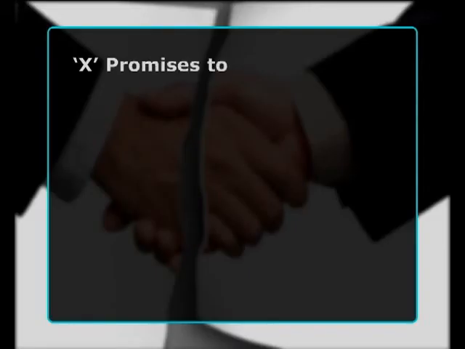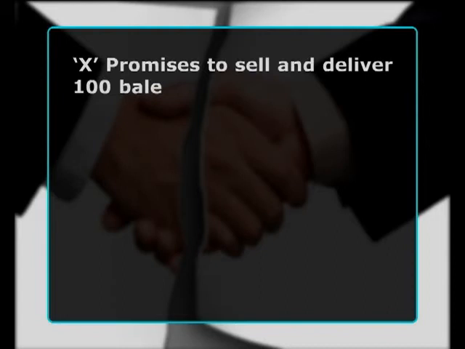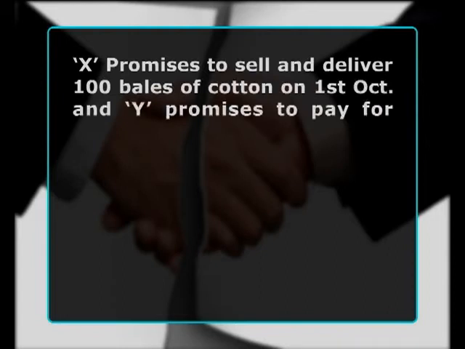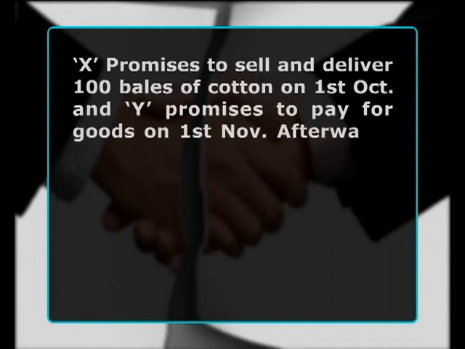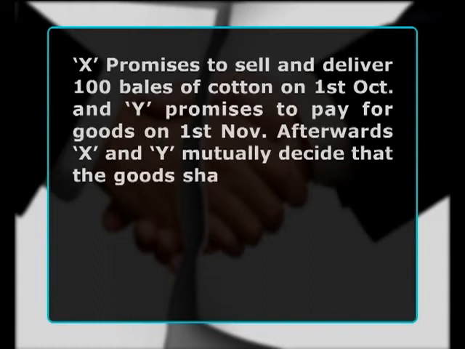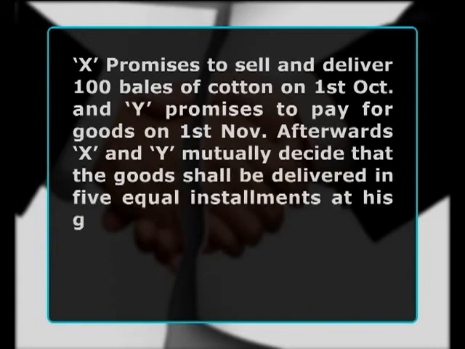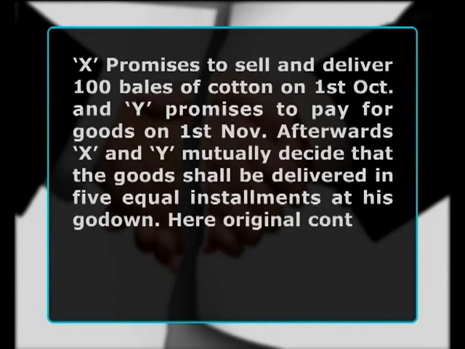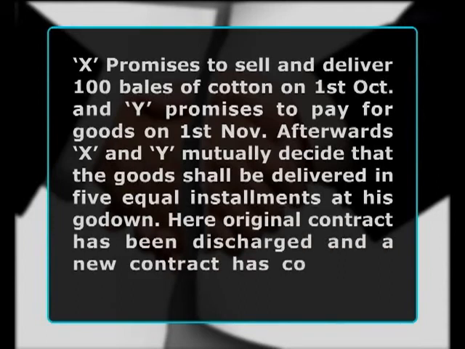For example, X promises to sell and deliver 100 bales of cotton on the 1st of October and Y promises to pay for the goods on the 1st of November. Afterwards, X and Y mutually decide that the goods shall be delivered in 5 equal installments at his godown. Here, the original contract has been discharged and a new contract has come into existence.